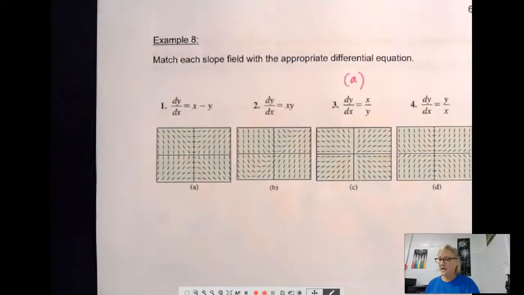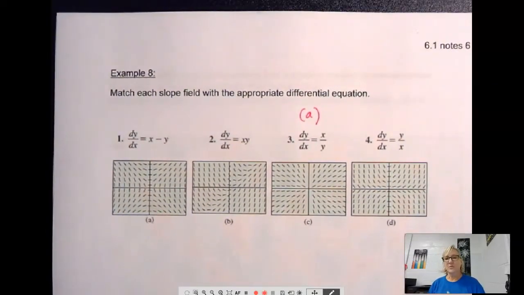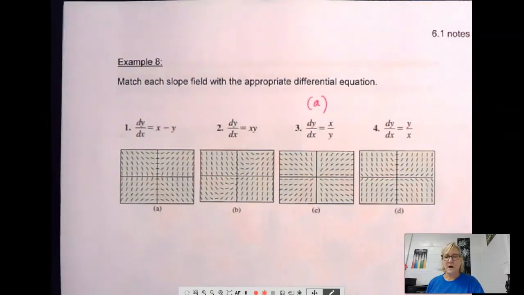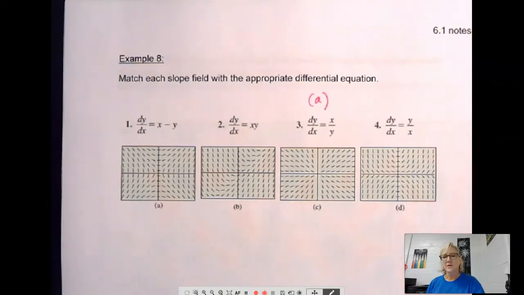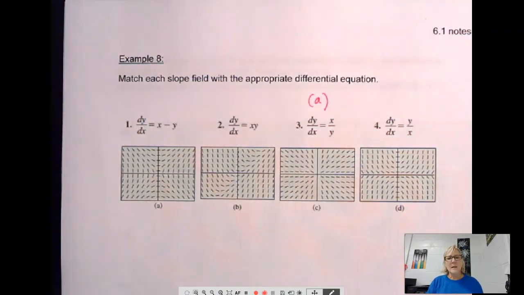Okay, then our last example here. Match each slope field with the appropriate differential equation. Okay, so we're not going to have to graph a whole lot of detail for these because we're going to look for those generalized things. Okay, so I think we already figured out number 3. Let's go to number 4.